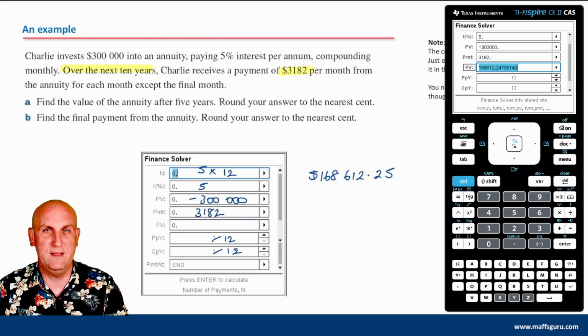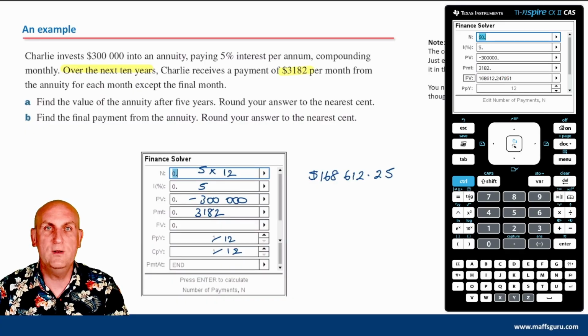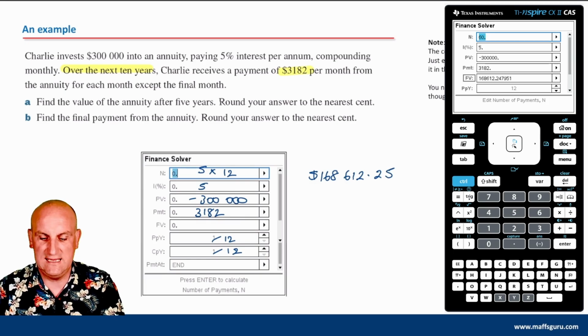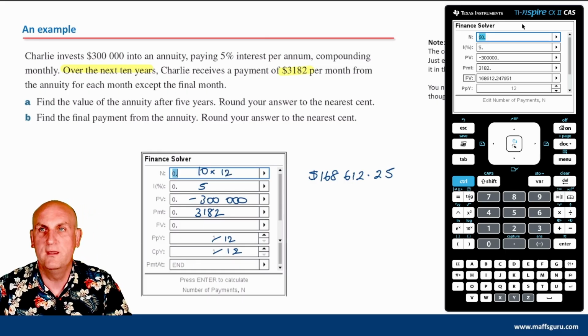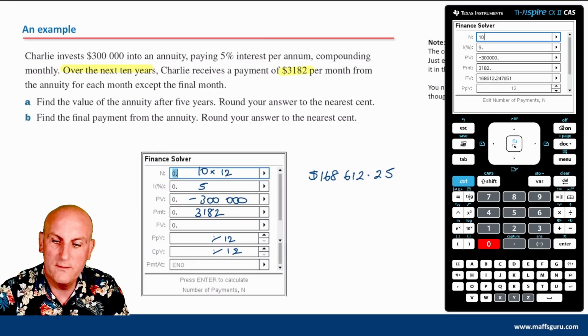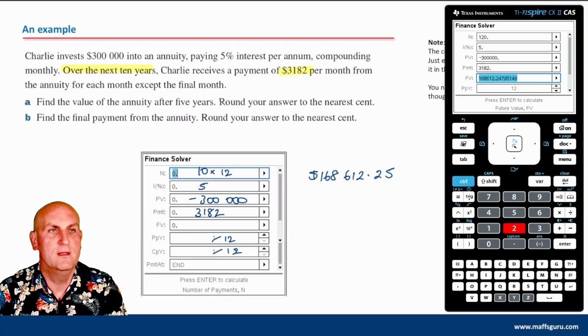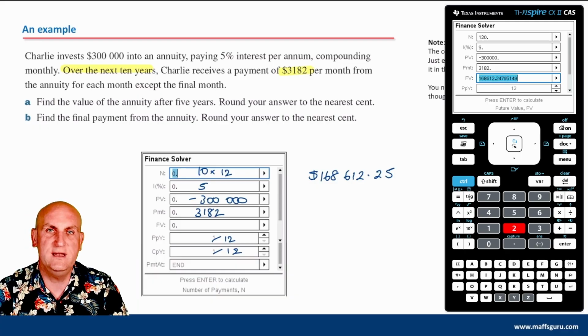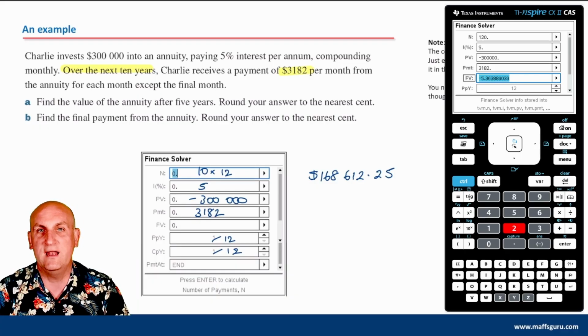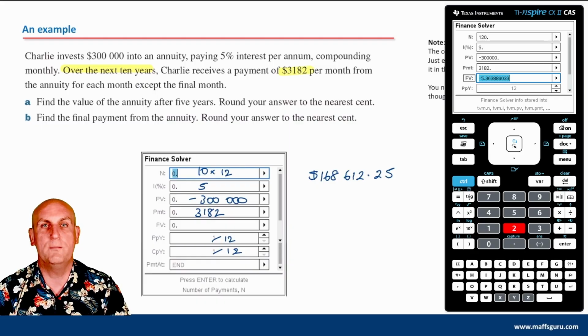Find the final payment from the annuity. Well, okay, when we're looking for the final payment, that's a way of saying that it is going for 10 years. So rather than having 5 times 12 now, I'm going to put 10 times 12 and see what comes out. So 10 times 12. All right, find the final payment from the annuity. Now I know that you're going to say, well, why am I looking at the payment? The reason being is I actually find it easier to find the future value there and see what actually is left to pay, or what my final payment is.